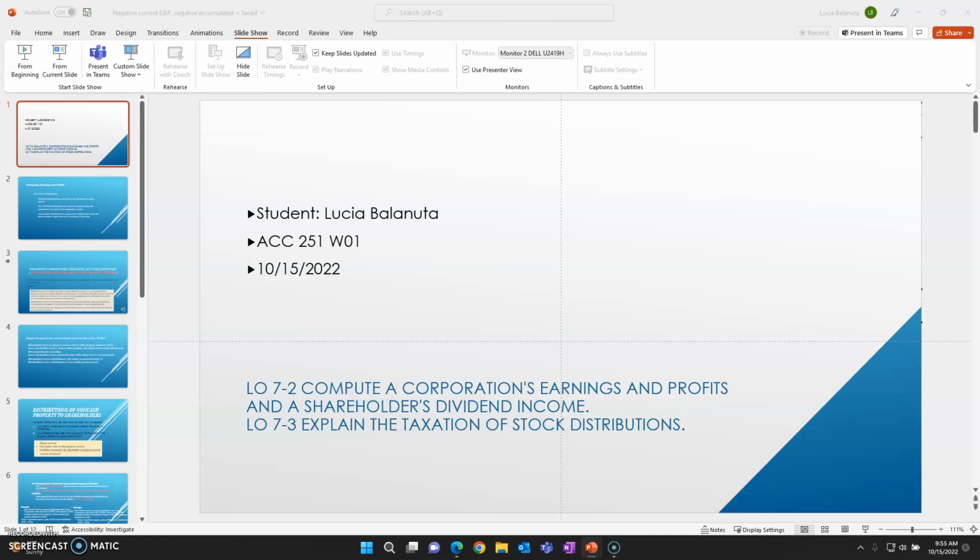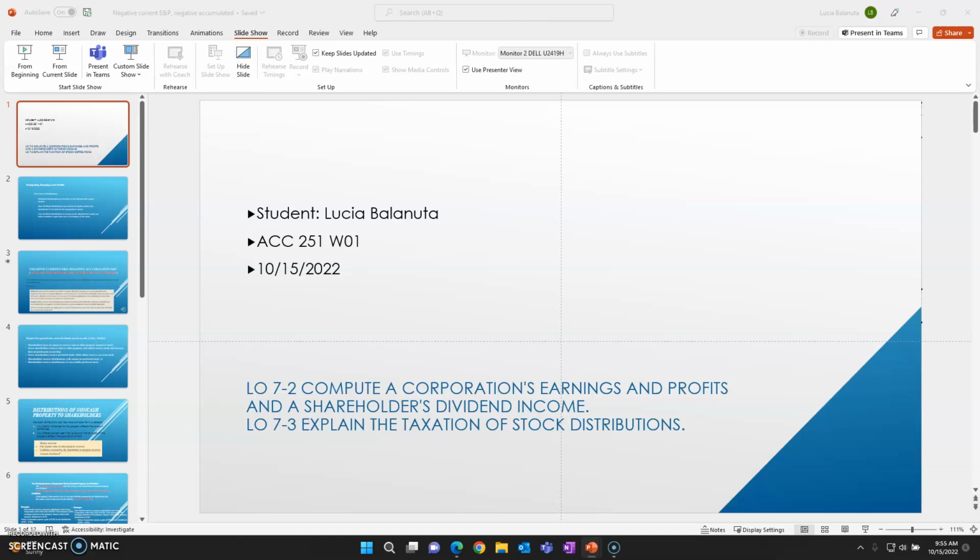Distributions of non-cash property to shareholders. Non-cash distributions can be more complex for two reasons. Any liability attached to the property affects the amount distributed. Any difference between the value and the tax basis of the property affects the calculation of earnings and profits.